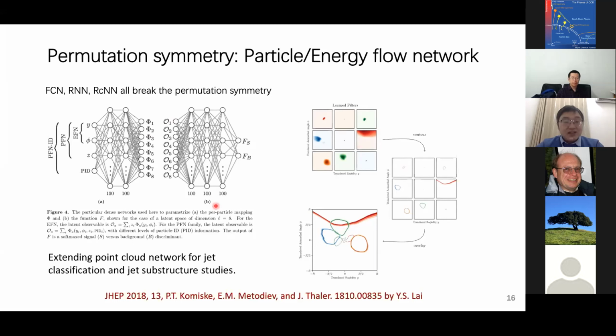But this particle point cloud network also has its own problem. As you can see, before this global average pooling or global max pooling, each particle is treated independently. So there is no correlation between particles. People are worried that local information or local structure is missing.